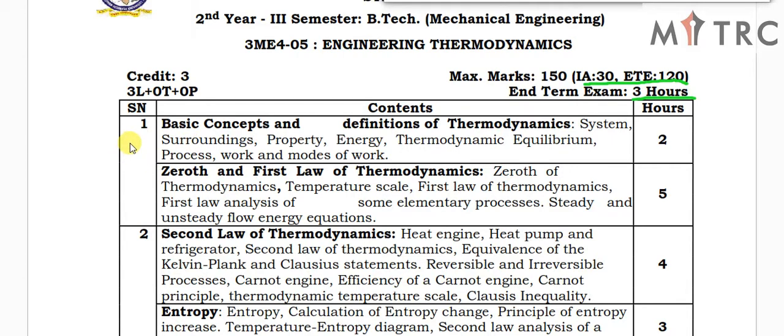The first unit is basic concepts and definitions of thermodynamics. That means it will have some basic concepts and definitions which will be used in thermodynamics, like system, surroundings, property, energy and thermodynamic equilibrium, so that we can study and understand them very well. After that, we will study the zeroth and first law of thermodynamics. What is the zeroth law? What is the first law? And how they are used in our practical routine life.